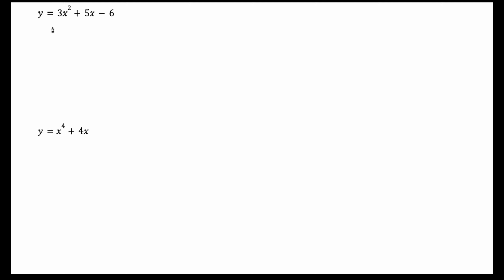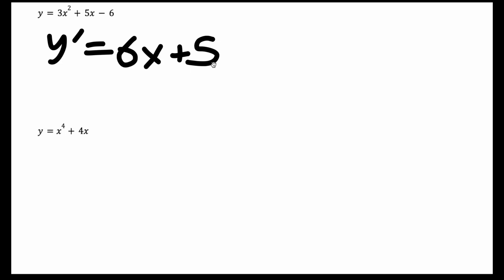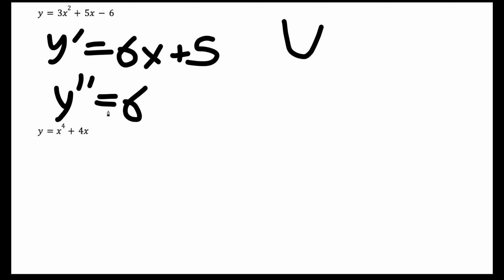We solved earlier that the derivative of this function here, dy over dx, or let's say y prime, just to save time, is 6x plus 5. If we take another derivative, so the double derivative, it's 6. Now, that means for the entire function, the function is concave up, since the double derivative is positive. If it's concave up, that means we have a minimum at a certain point.